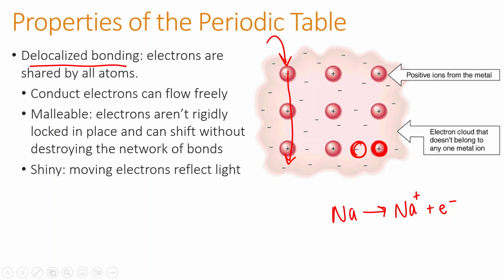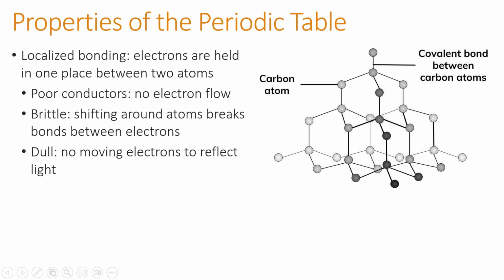When you think of a nonmetal, nonmetals have pretty much all of the opposite properties of metals. So they are poor conductors, they are brittle, and they are dull. So this is all explained by localized bonding. So the electrons are held in place between two atoms. So here I'm showing a bunch of carbon atoms. This is actually the structure for diamond. And each of these lines represents a pair of electrons that is being shared by these two atoms here.